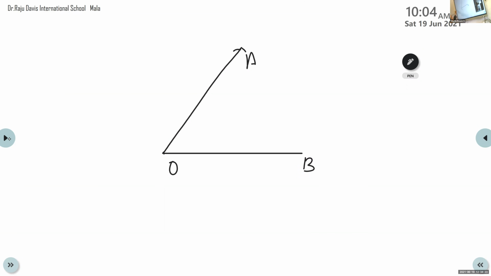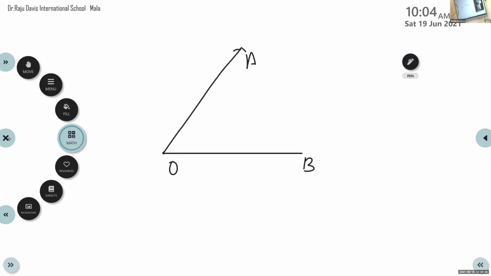How many rays are there here, Aditi? I asked two questions. Two rays are there. Can you name the rays, Hyra? Others, please mute. Aditya, why you are unmuting always? Please mute. Yes, Hyra. What are the names of these rays?